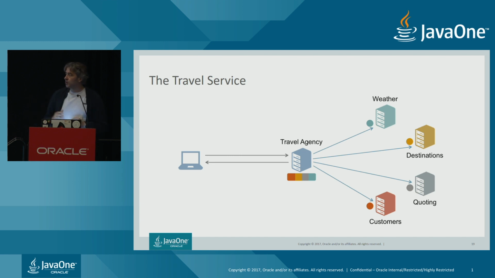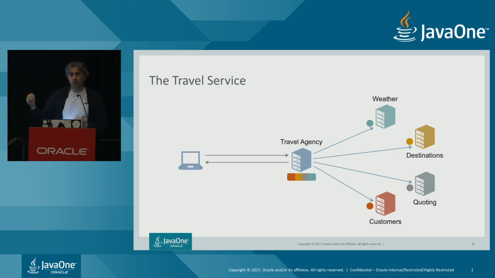Now, let's put that into perspective. So this is a typical microservices scenario where we have one travel agency service that needs to consume multiple backend services. In this case, we have 4 backend services, and the idea of the scenario is that we have a user that comes in. The travel agency service will invoke the customer service to get the history of that user. Once we have that, we will invoke the destination service to get a potential destination that we can suggest to that user based on their travel history.